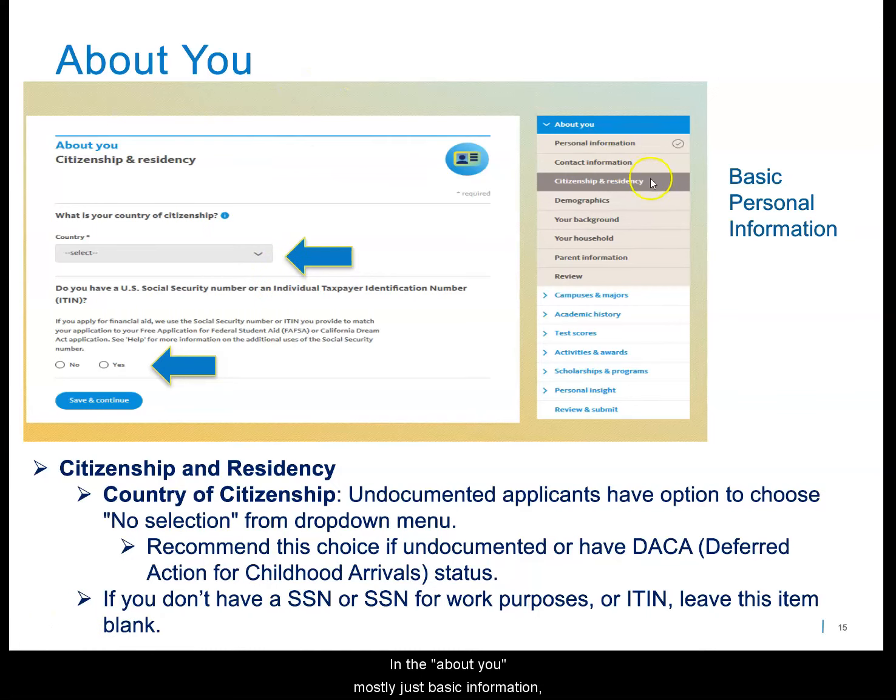In the About You, mostly it's just basic information. However, I want to point out in the citizenship and residency question, for our undocumented applicants, you have the option to choose no selection from the drop-down menu. They recommend this choice if undocumented or if you have a DACA status. In the Social Security question, if you don't have a Social Security or a Social Security for work purposes or an ITIN, you leave this item blank.